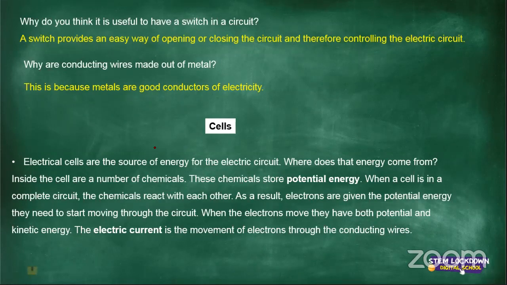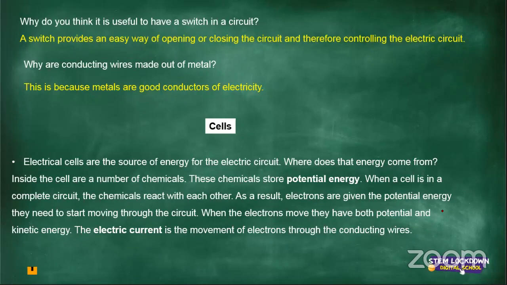I'm going to explain the meaning of cells to you. An electrical cell is the source of energy of the circuit. Where does the energy come from? Remember the pictures that I showed you earlier on? Inside the cell, there are a number of chemicals, and these chemicals store potential energy. When a cell is in a complete circuit, the chemicals react with each other.